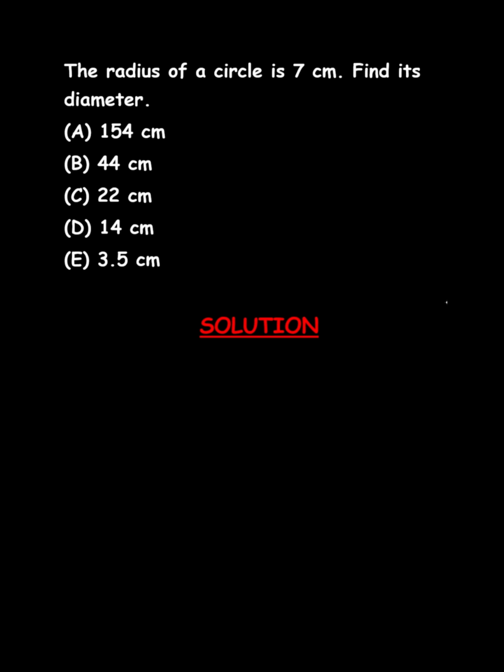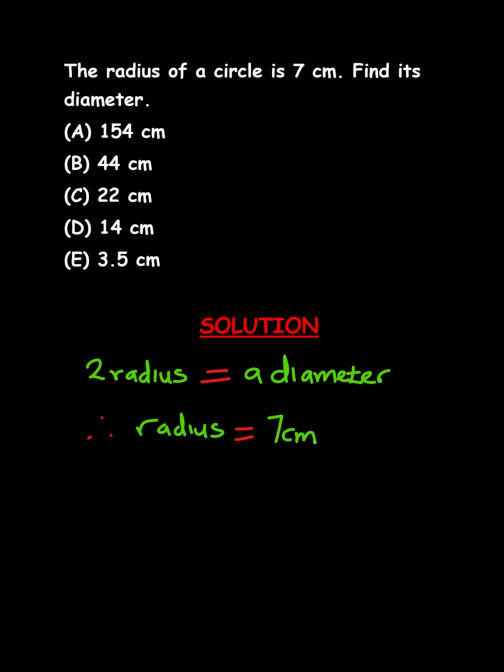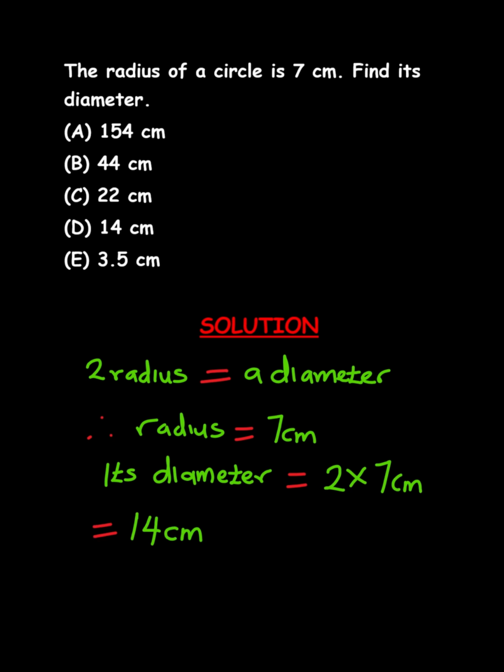Solution. Know that 2 radius of a circle equals the diameter of a circle. Therefore, the radius of this circle equals 7 centimeters, and its diameter equals 2 times 7 centimeters, which equals 14 centimeters. The correct answer is D.